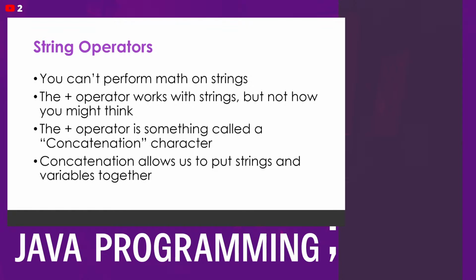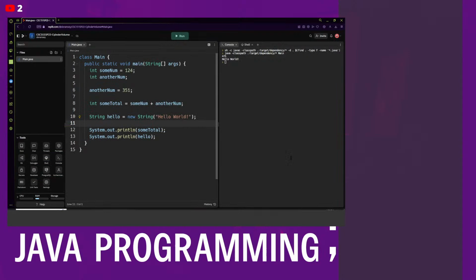If you're familiar with Python, you might also be familiar with the repetition operator. The repetition operator doesn't really exist in Java. Basically, the only string operator that we have for this purpose is our concatenation operator. It just allows us to put strings and variables together. So if we look at that example that we just did, I can use my concatenation operator, which is my plus sign, which will allow me to put these two things together.